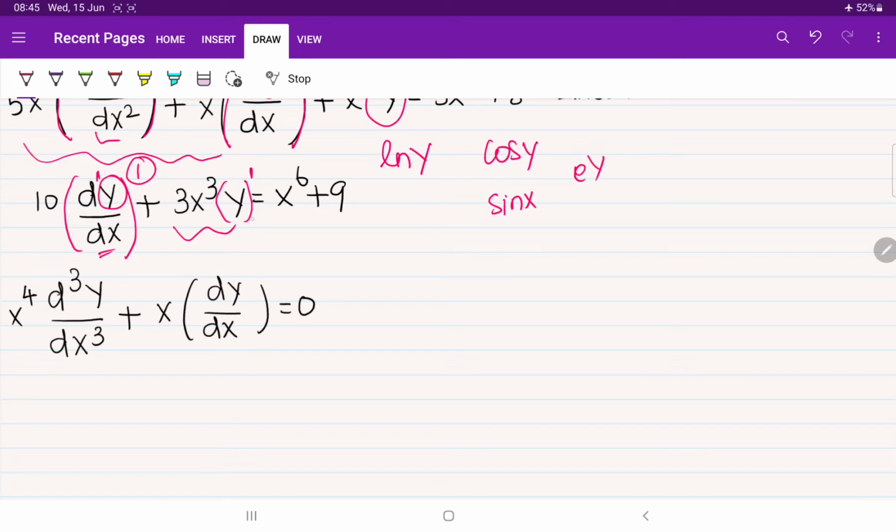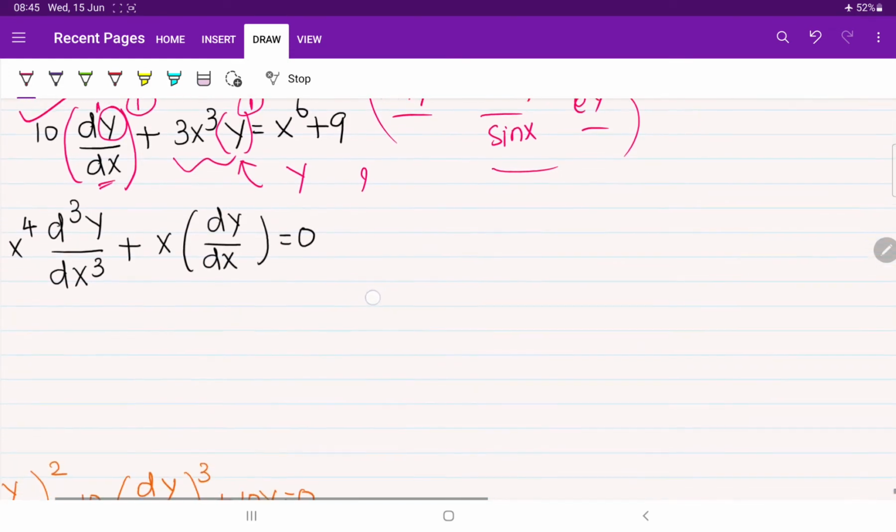And next, whenever we are observing y alone, we have to cross-check whether y is existing alone or in the form of ln y, e power y, cos y, like in this format. If it is not existing in this format, just cross-check the order, sorry, degree. Yes, degree is 1 and other conditions are also satisfied. This equation is also going to be linear. Let us take the next one.